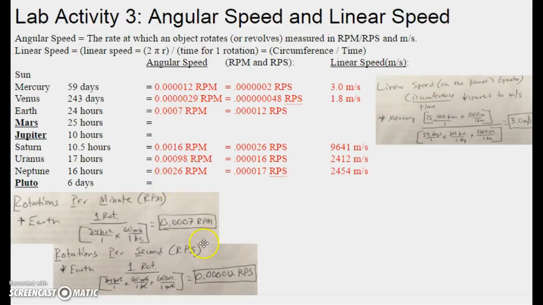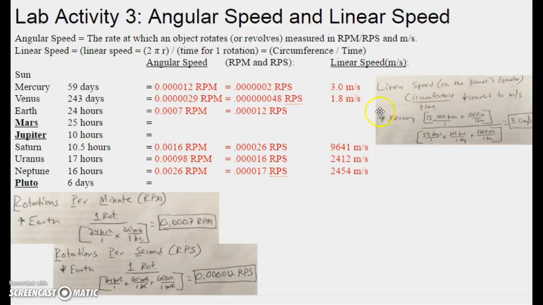To solve rotations per second, I take the same concept. I'm still solving for Earth. One rotation over 24 hours over 1. Notice my parentheses here. Order of operations, make sure you do it in the proper order. 24 over 1 times 60 minutes per hour times 60 seconds per minute is my denominator. I get 0.000012, and that's my answer up here. And you can go on and solve for the linear speed for the Earth.